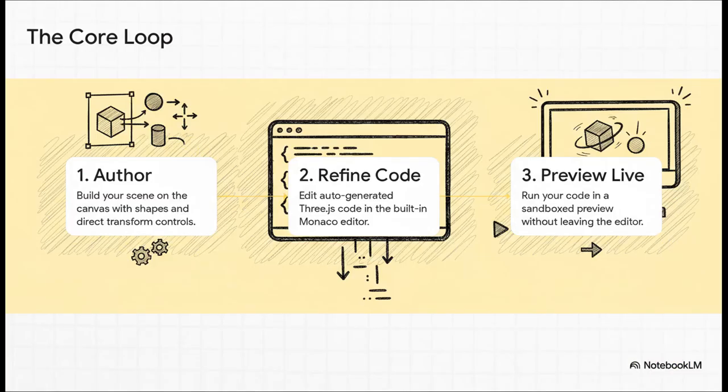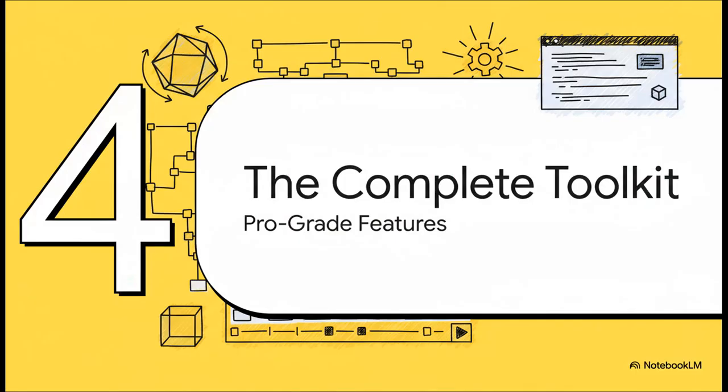What's so amazing here is just how simple this core loop is. First, you get to visually author your scene, dragging and dropping shapes right on the canvas. Then, you refine it. The tool generates the Three.js code for you automatically, and you can jump right in and edit it for that super precise control. And finally, you preview. Just hit run, and you see your changes live, instantly, all without ever having to leave the editor.